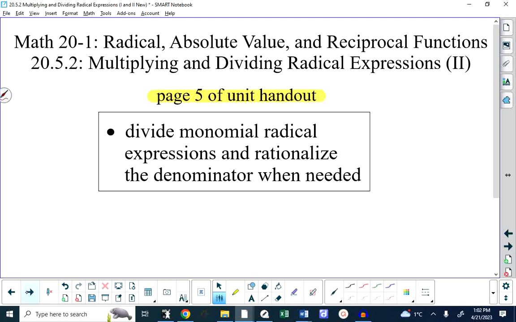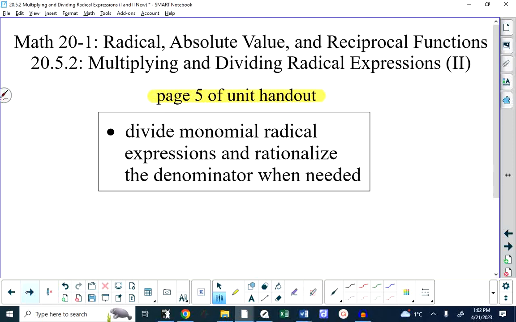So this is the second part of section 5.2. There is going to be a third part of section 5.2, which we'll deal with on Monday. We're still going to be working with dividing rational expressions today, but it's going to be a little bit different.